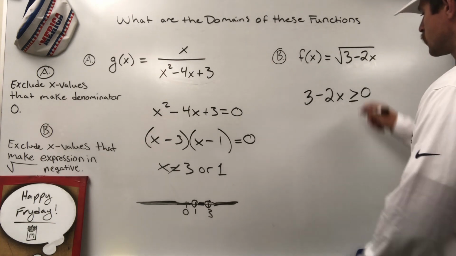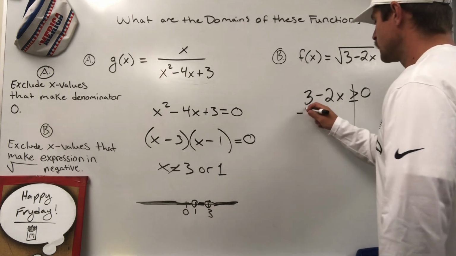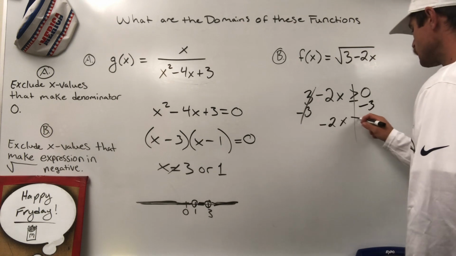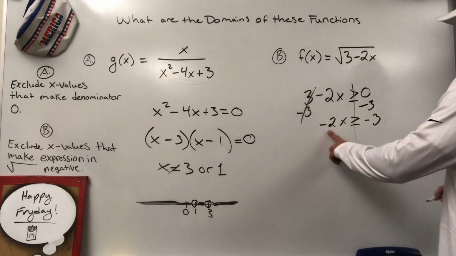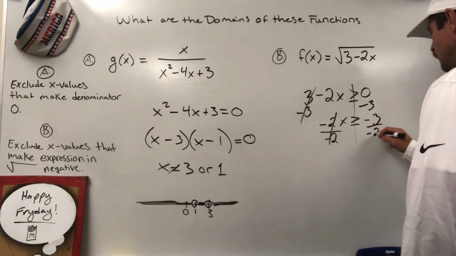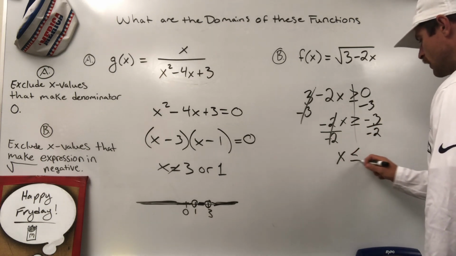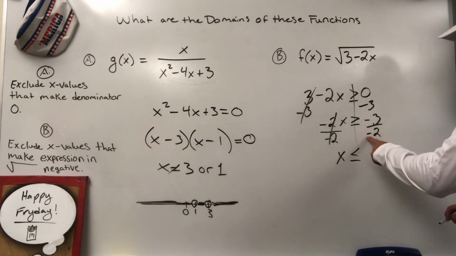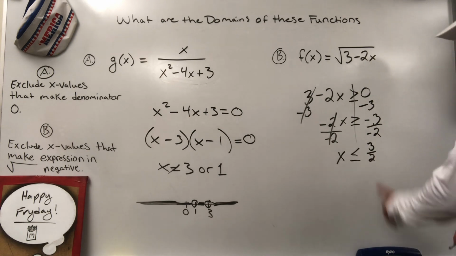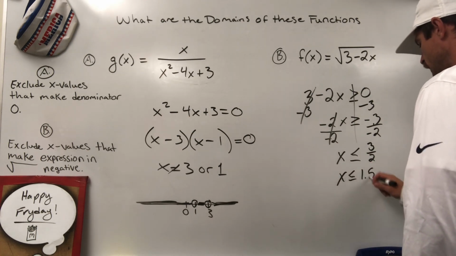Now, all I got to do here is solve the inequality. I like to tell my students to draw a line down the middle of the inequality sign, start inverse operating. Don't forget, when we divide by a negative, we need to flip that sign. So now you got x is less than or equal to negative 3 over negative 2, which would come out to 3 over 2, also known as 1.5.